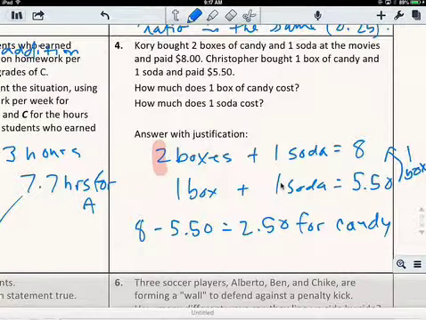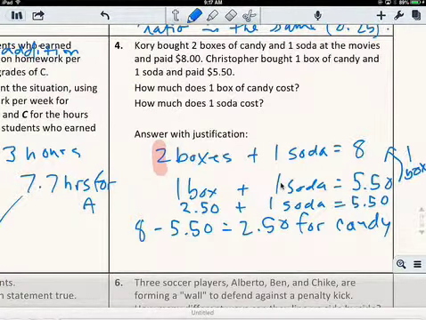I know that this is really 2.50 plus one soda is 5.50. And so if I think about that, 2.50 plus something gives me 5.50. Well, it's 3. So that means that soda is $3. Because that's the only price soda could be to make 2.50 plus one soda 5.50.